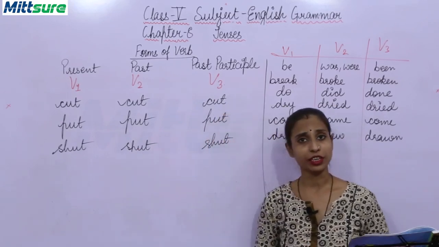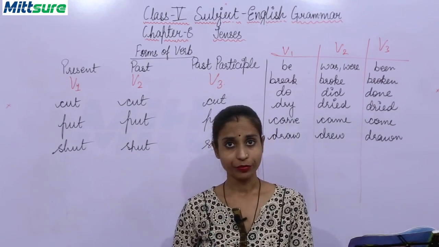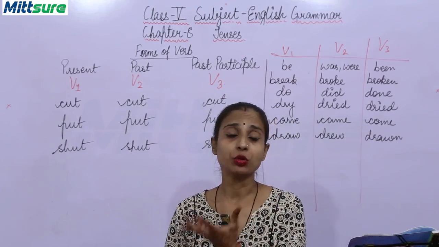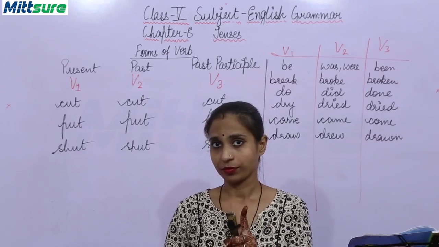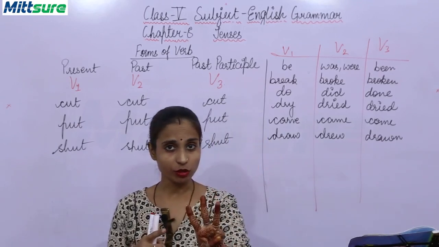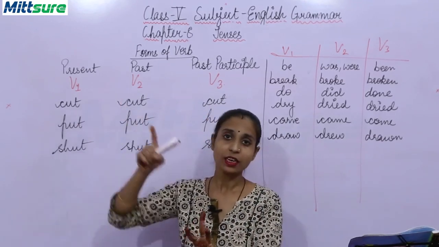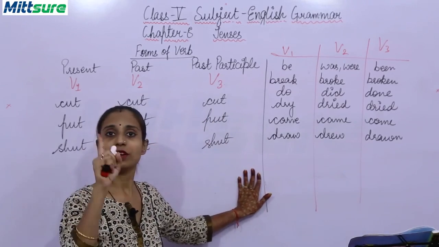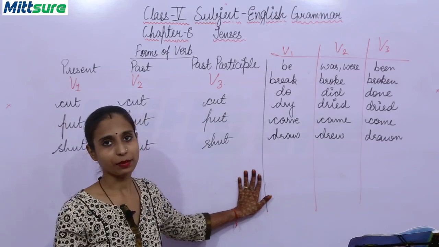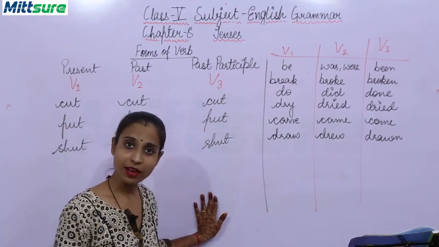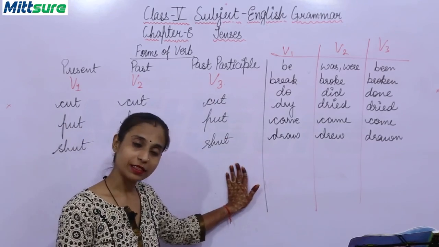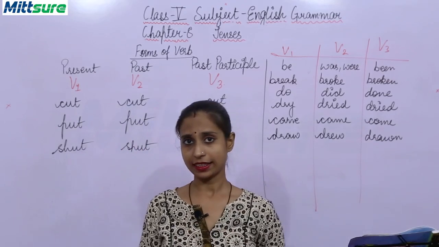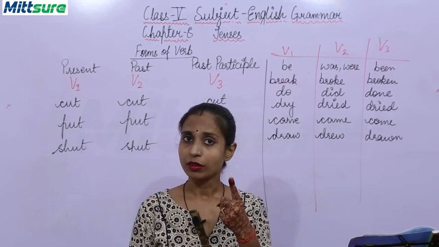So I hope you have understood what the forms of verb are. By seeing the form of verb only, we can come to know which tense is being used. So remember, there are three forms of verb. Verb first form, that is present, verb second form, that is past, and verb third form, that is past participle. Verb first form is used in simple present and simple future. Verb second form is used in simple past, and verb third form is used in all the perfect tenses.